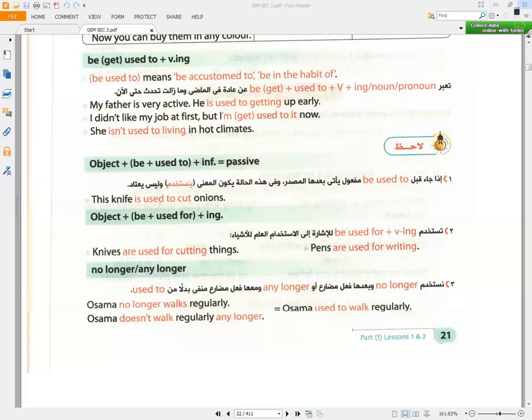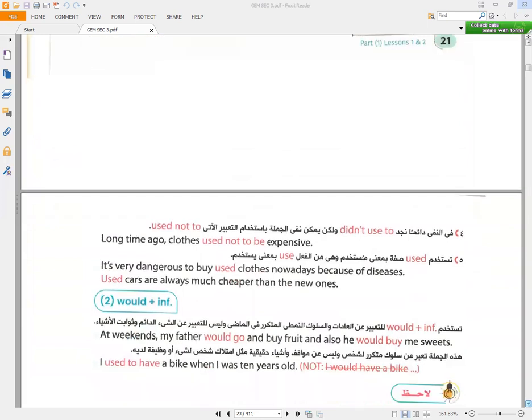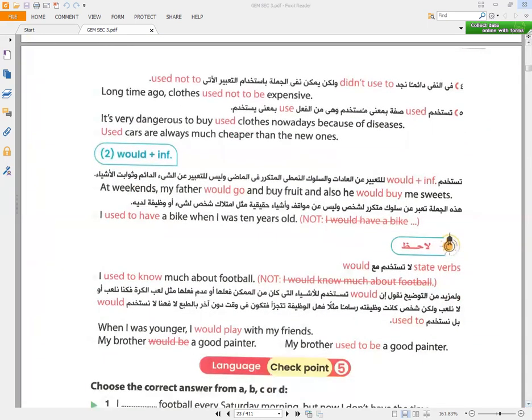Back to habits, we can use no longer, any longer. Osama no longer walks regularly. Osama doesn't walk regularly any longer. Okay? Next. Used not to. In negative, we can use didn't use to or used not to. Long time ago, clothes used not to be expensive.